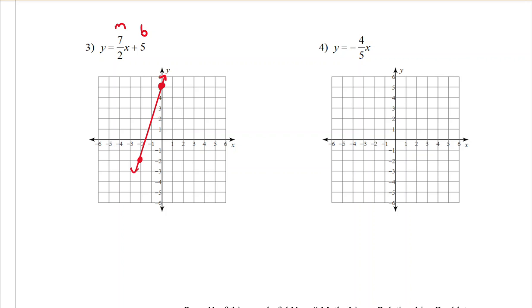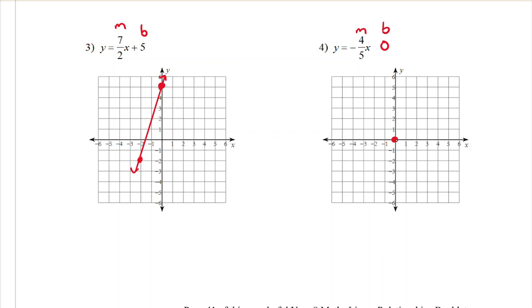Y is equal to -4/5 x. My gradient is -4/5, that's my m because it's with the x. There's no other number. Riley, what is the b? 0. Yes, good. Because there's no number there, it needs to be a 0, an imaginary little 0 hanging out on the end. We always start with the y-intercept. So the y-intercept is 0, on the y-axis, right on the origin. We put a dot down here.